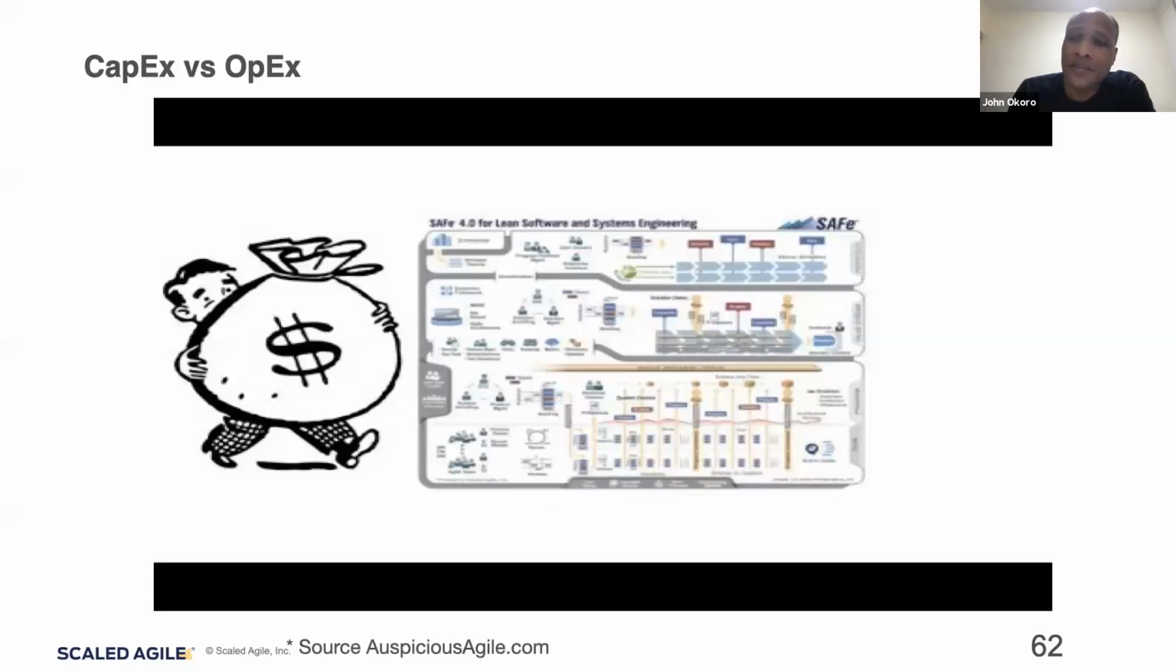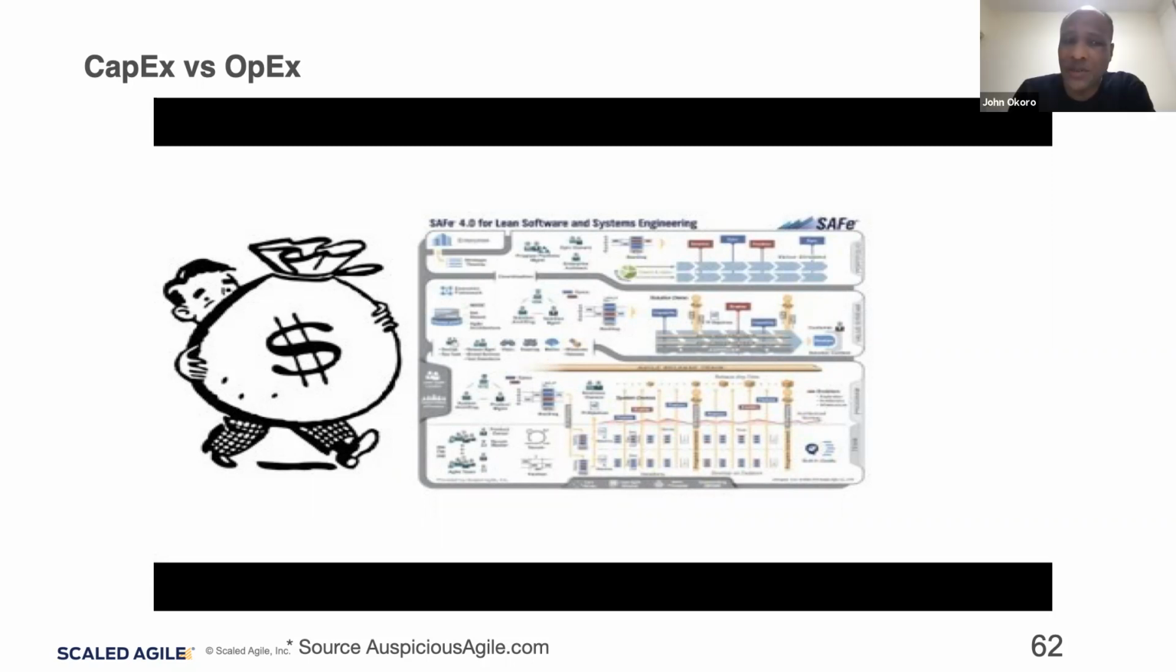Okay, thank you. I guess in some ways it's a little bit more of an art than a science, because CapEx and OpEx actually come from traditional project accounting. But you do the tracking, because the accounting is traditional.